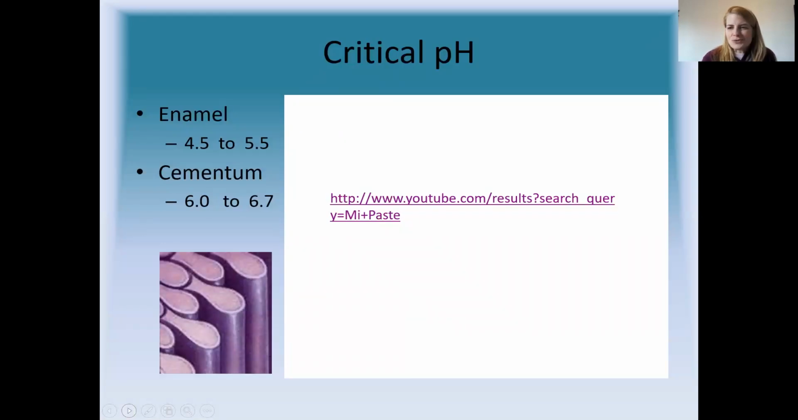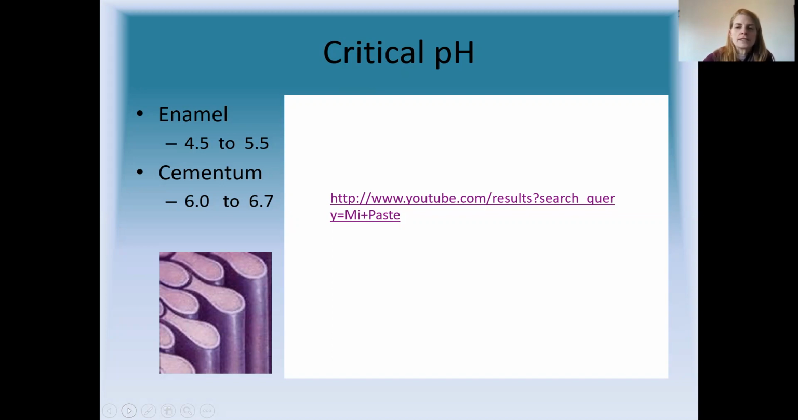I am using Mrs. Corpola's PowerPoint. I would like to change it after going through it, but I'm going to hit on the high points from the slides that I really think you need to know. For one, we've got to remember our critical pH numbers. Critical pH for enamel is 4.5 to 5.5. For cementum, it's 6.0 to 6.7.